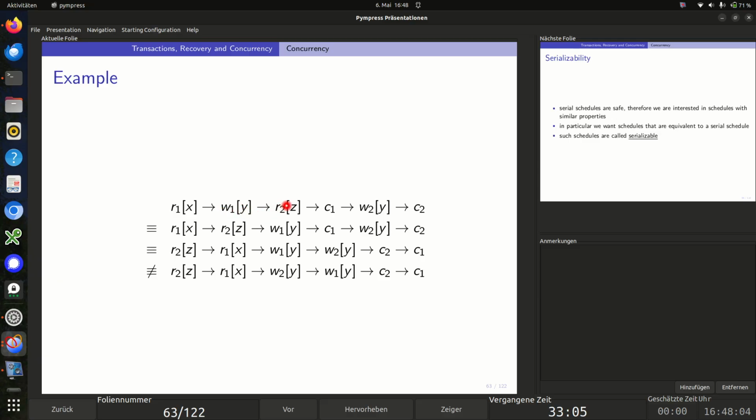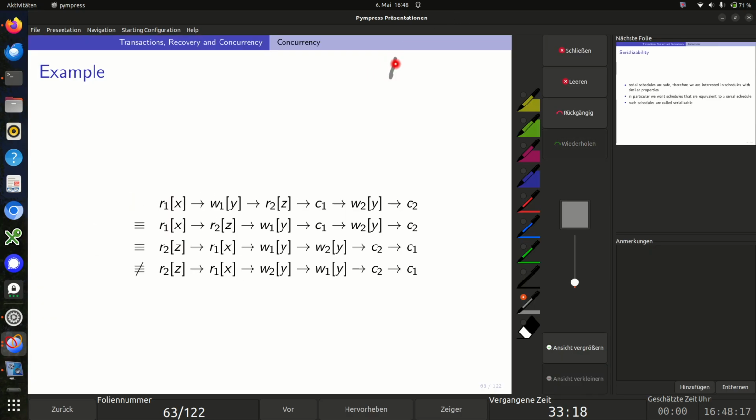The idea is we want to swap until we have a serial execution. The numbers here stand for the transaction itself, so you have transaction 1 and transaction 2. You have a read X and a write, and here you also have a read and a write.